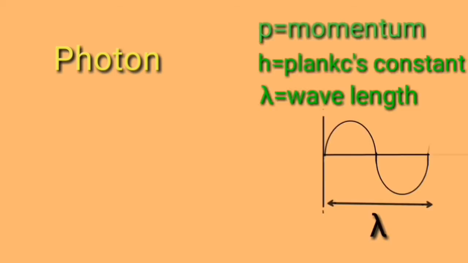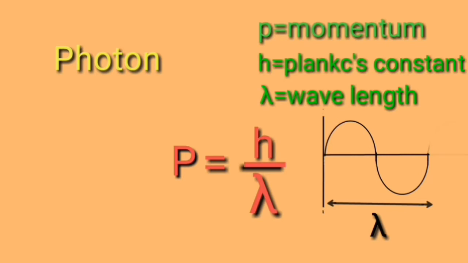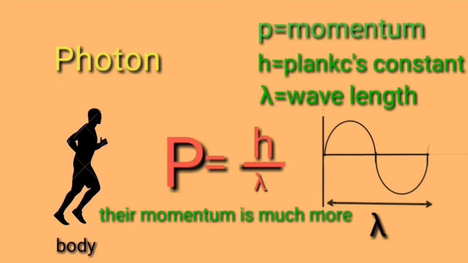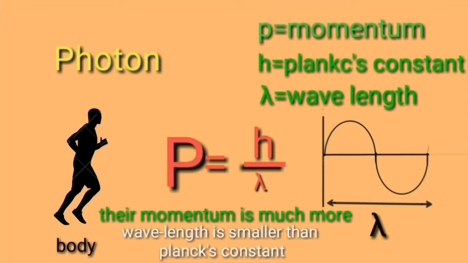Let's think about a photon. We cannot calculate its momentum in classical mechanics. But in quantum mechanics, we can calculate its momentum by de Broglie's equation, p equals h divided by lambda. It means the smaller the wavelength, the more momentum it has. Our body has much more momentum, so our wavelength is very small, smaller than Planck's constant. And when the wavelength of a particle becomes smaller than Planck's constant, it no longer behaves like a wave.